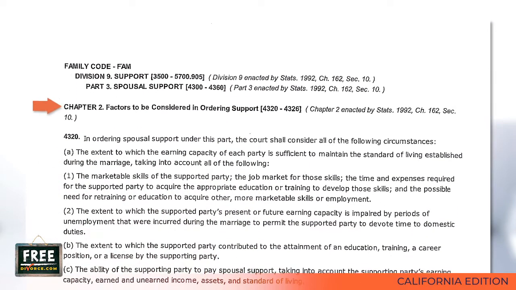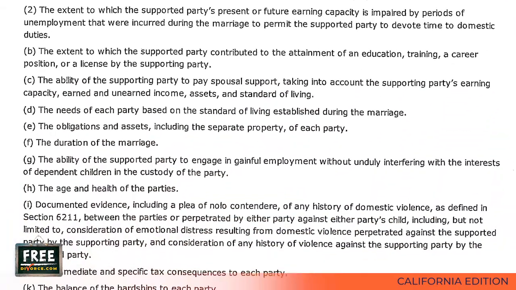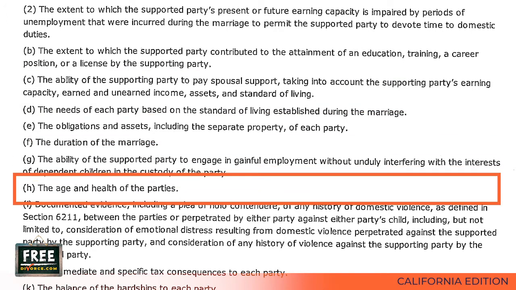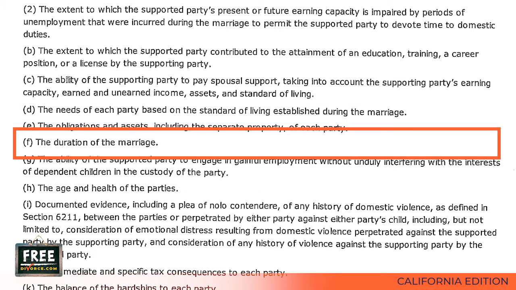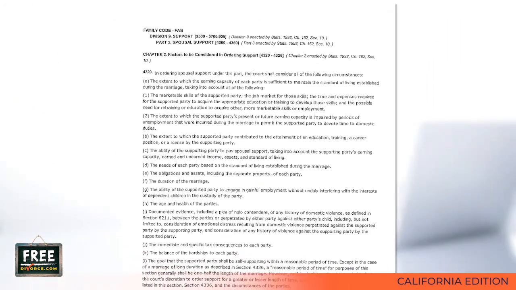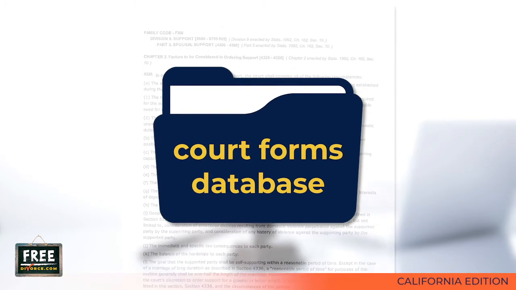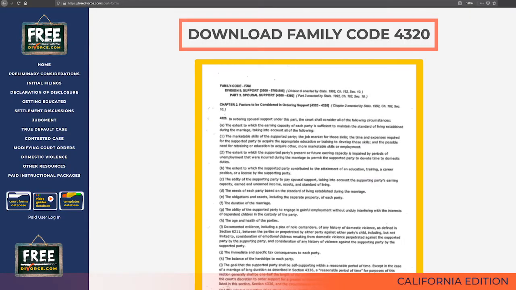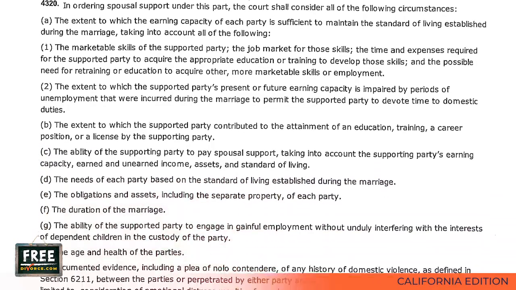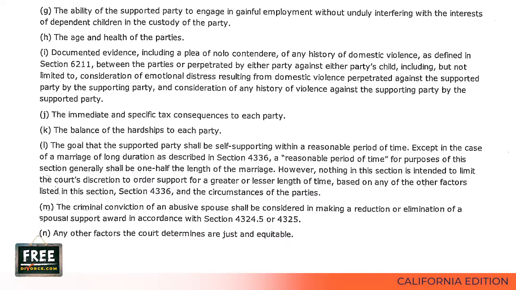There's a lot of different factors listed in Family Code Section 4320. Those factors include items such as the income of the parties, the assets of the parties, the age and health of the parties, the duration of the marriage, the marital standard of living, and many other factors. You'll be able to find a copy of Family Code Section 4320 in our Court Forms database. If you go to our database, you can print a copy of Family Code Section 4320 and read all of the factors that the court takes into consideration when making decisions about the amount and duration of spousal support.